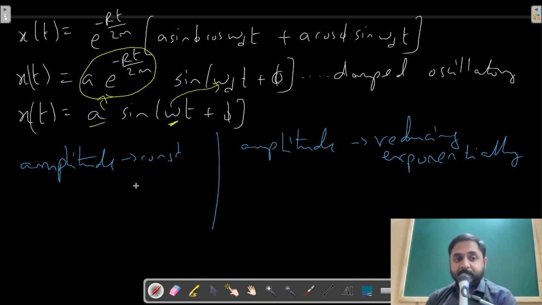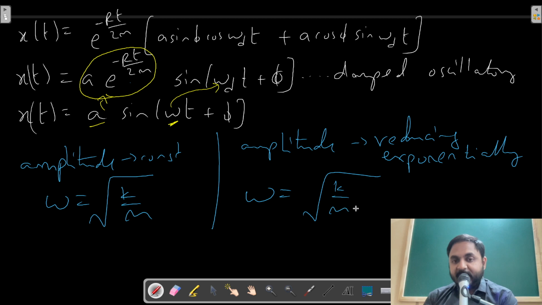The amplitude is reducing exponentially, because A is multiplied by e raised to minus rt by 2m. R is positive, 2 is positive, m is positive, and time is of course positive, so this entire term is reducing exponentially. And instead of omega, you have omega d. If you remember, omega was square root of k by m, but now we have k by m minus r square by 4m square. So your earlier angular frequency is going to reduce. That means your frequency also reduces.